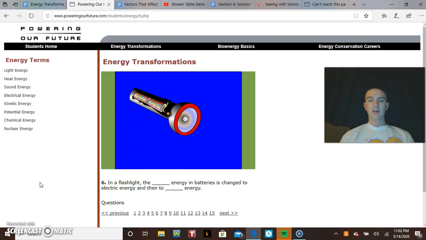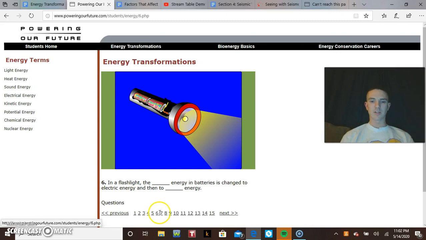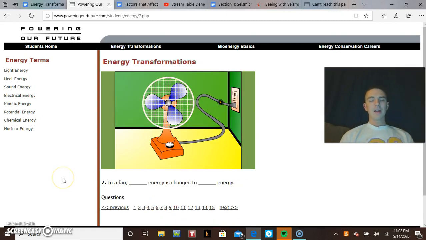In a flashlight, the blank energy in the batteries is changed to electrical energy and then to blank energy. Here's the simulation. You can pause the video and then answer that question. Number 7, in a fan, blank energy is changed to blank energy. Here's the simulation playing out. Maybe pause the video here, answer the question, and then move on.